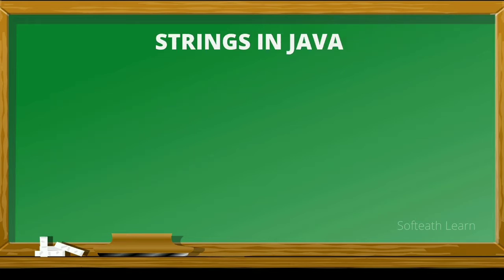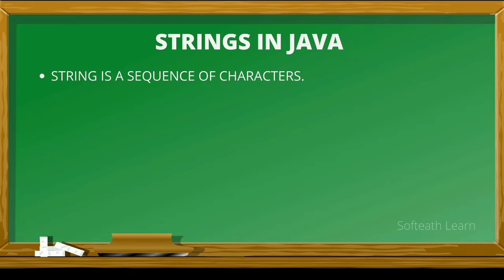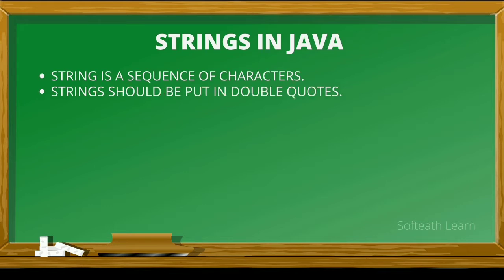So first of all, what is a string? Simply, a string is a sequence of characters. If you want to write some text in Java, this text will be a string. Now all strings in Java should be put in double quotes. Let me give you some examples.